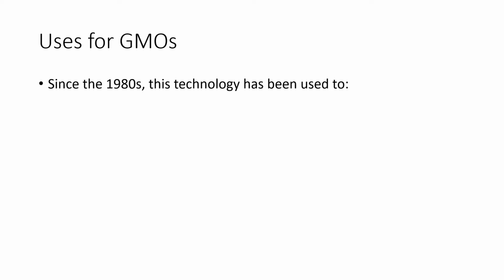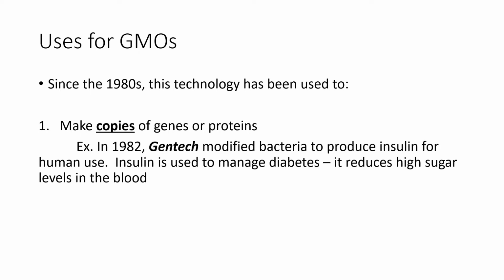So GMOs have been around since basically the 1980s in what we currently think of as GMOs. The technology has been used to make copies of genes or proteins. One of the first examples of this was in 1982, when a company called Genentech modified bacteria to produce insulin for human use.